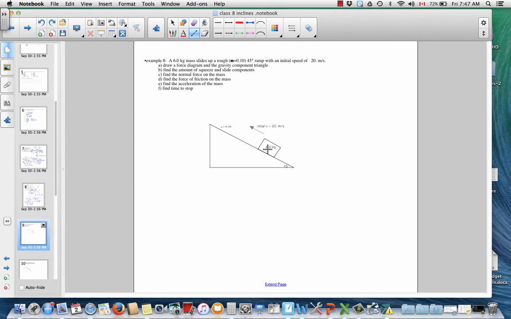All right, so here we've got weight, normal force, and then given that this one's sliding up the ramp, friction will actually be down.